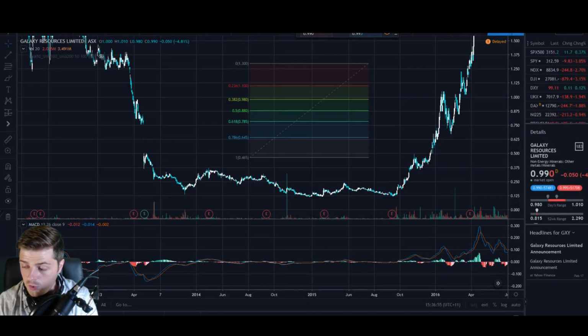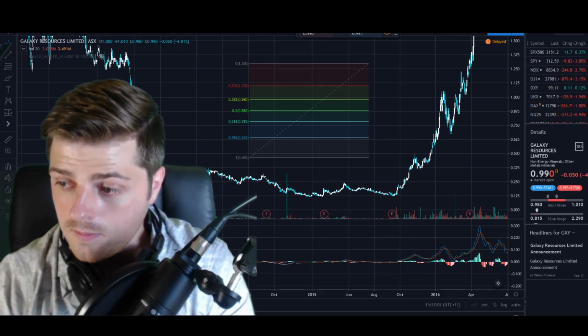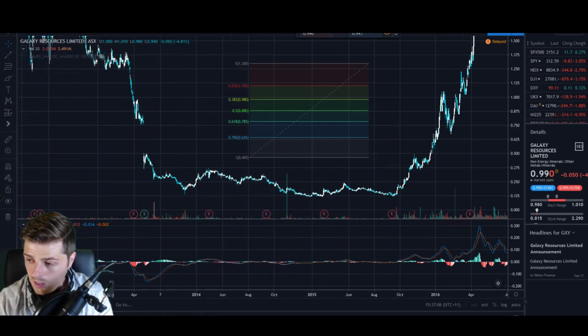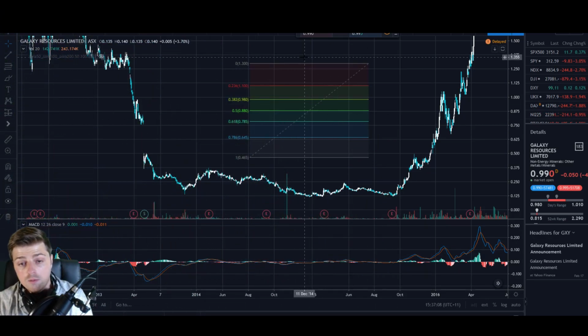We're going to look at the Fibonacci retracement tool today, understanding what it is and how to use it. But of course, the bonus feature for today is my lovely mug.